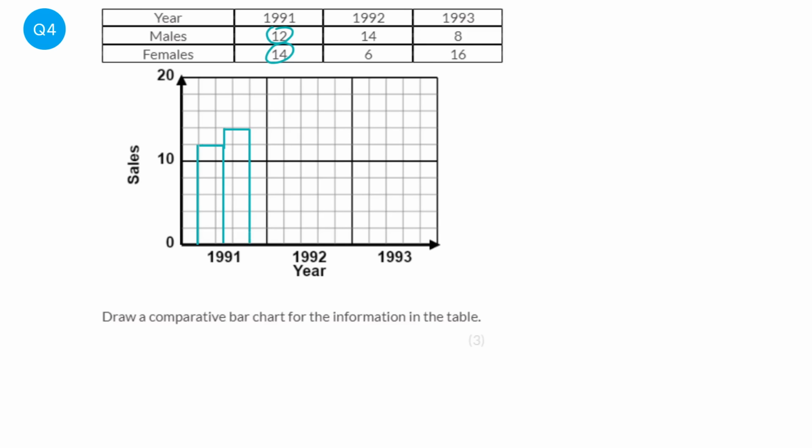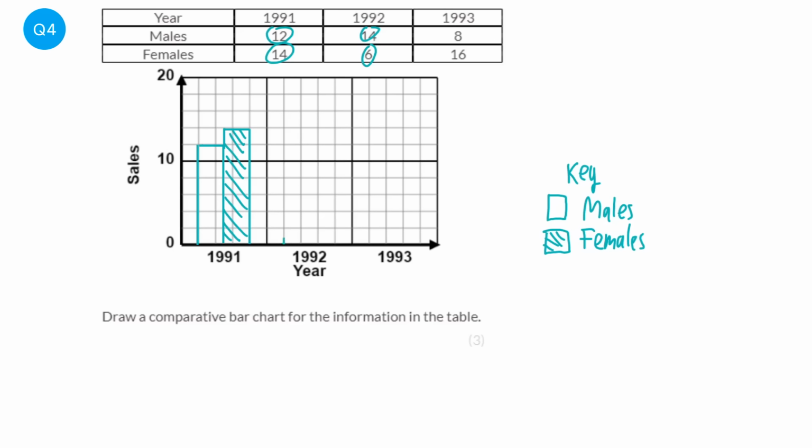And there we go. Now, we need to be able to tell these apart. So what I'm going to do is just shade in the females. And we should do a little key. And we say that if they're not shaded, it's males. And if they're shaded, that is females. Okay, let's carry on with the bar chart. So it's 14 and 6.